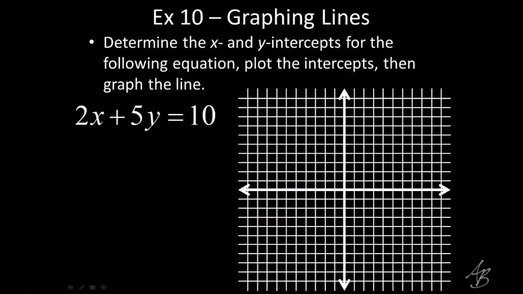Alright, so go ahead and try this example on your own. This is the last example there. So make sure you leave yourself enough space. There's not much there. And you want to set x equal to 0, set y equal to 0, solve for the other one, write the ordered pairs, plot those in the coordinate plane, and then draw your line.